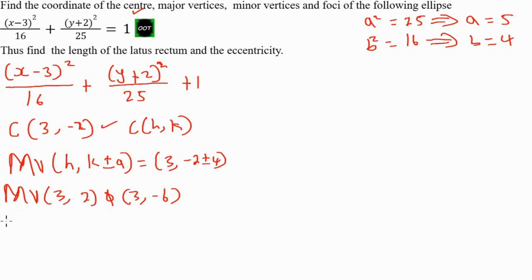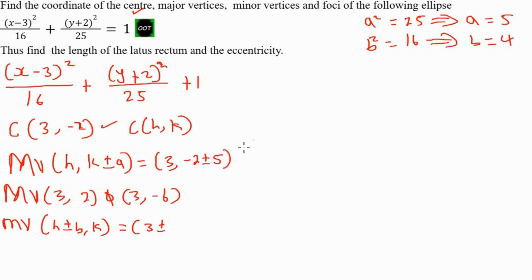Now, for the minor vertices, remember, that will be in relation to the value of b. Now, b will be along the x-axis. So we have h plus or minus b, k. Am I communicating? Perfect. So that will be equal to h is what? h is 3. So we have 3 plus or minus. The value of b is what? b is 4. With that, excuse me, I made a mistake here. Instead of 4, it's supposed to be 5.